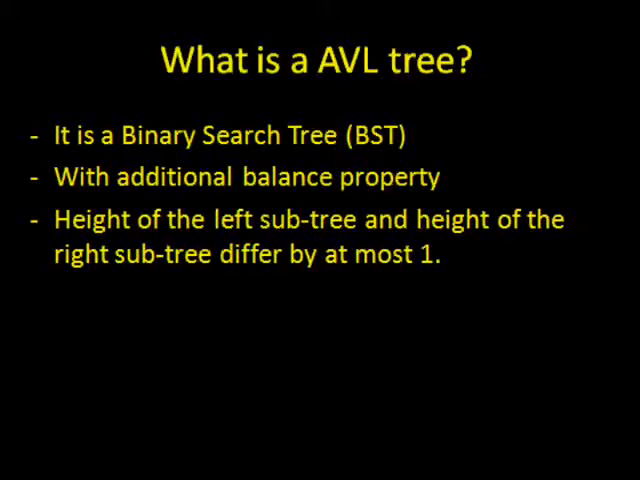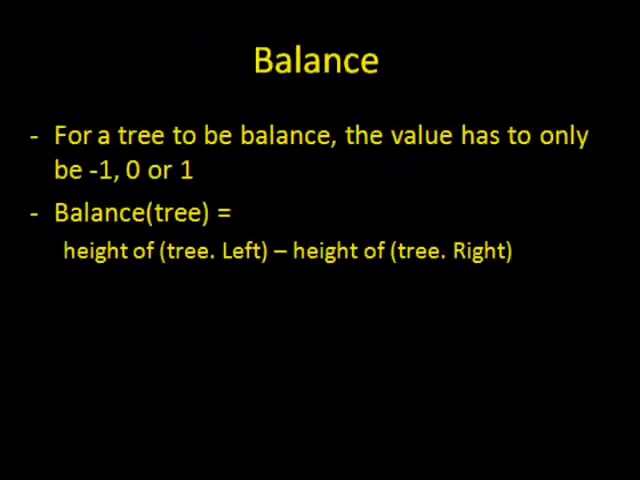It has a balance property. What it means is that the tree must always be balanced at all times. That means the height of the left subtree and the height of the right subtree can only differ by at most 1. What does balance mean? For a tree to be balanced, the value has to be 1, 0, or -1. To calculate the balance of a tree, you would take the height of the tree on the left side and the height of the tree on the right side. That is, the height of the root's left branch and the height of the root's right branch.